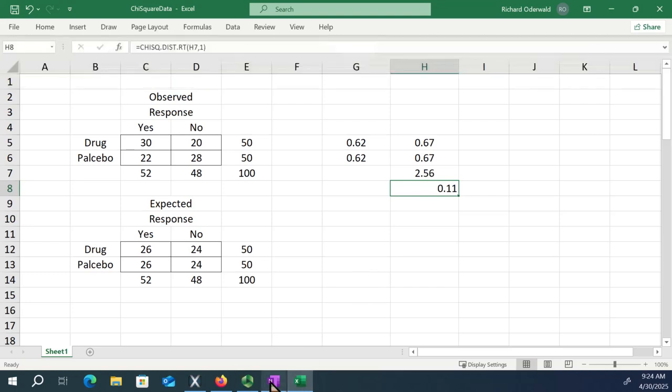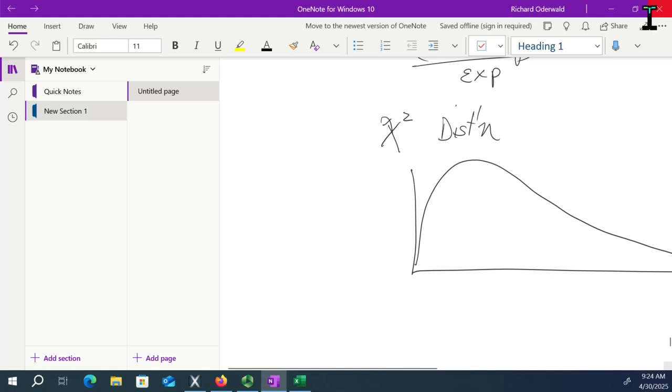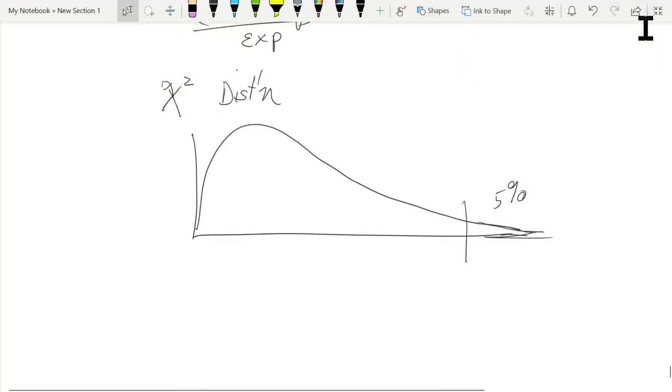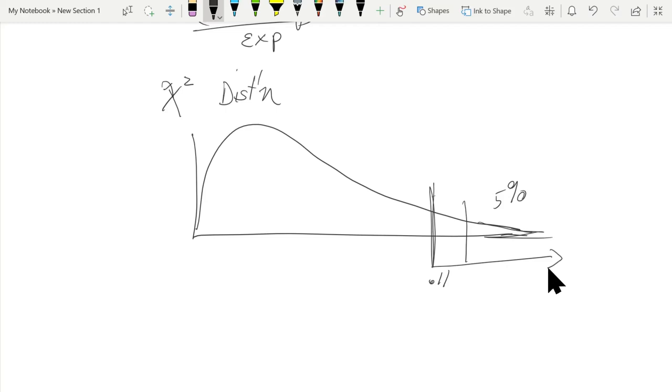All right, so here's the picture, the layout. Our chi-square value is at 0.11. There's 11% probability from the chi-square value up. So that at the 5% level, I cannot reject that these two things are the same. The drug doesn't work.